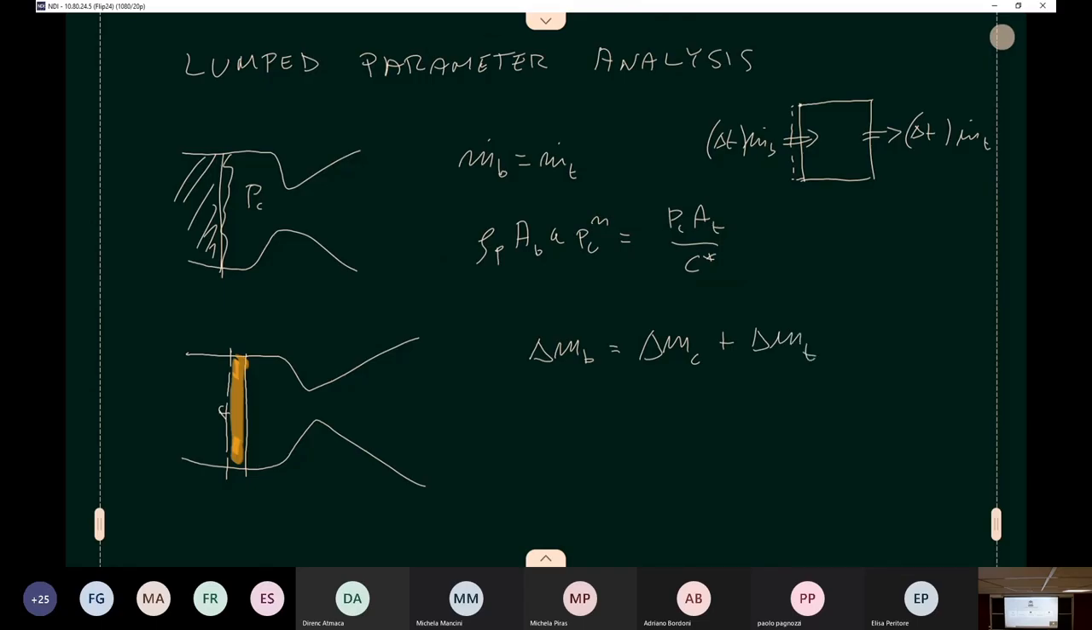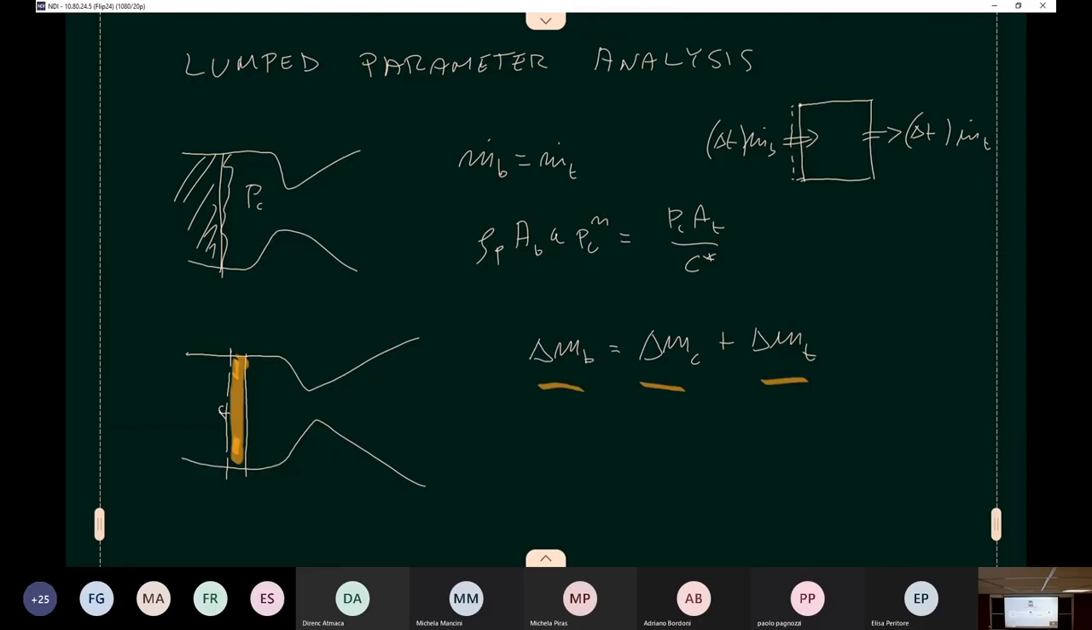So in the unit time, we have introduced in the volume this mass, we have expelled from the volume this mass, and you have increased the volume, and so it will be occupied by this mass. This is a mass balance that we have in this changing volume chamber.